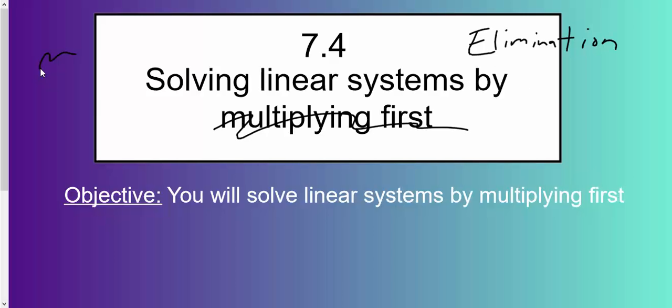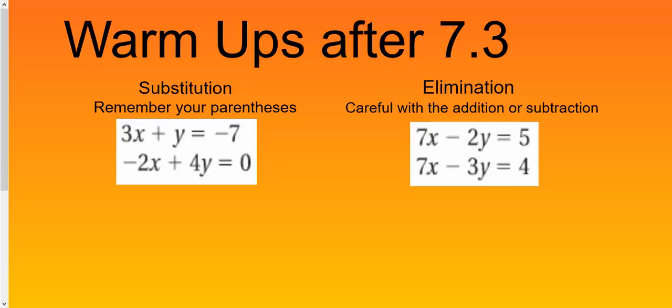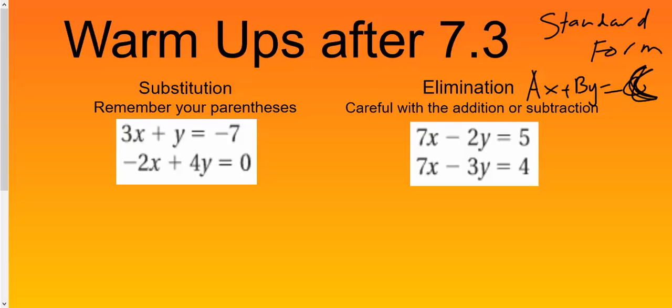I'm going to show you guys what 7.3 is. You're going to want to put this one in your notes. So here's our elimination right here. You're going to notice that these are in standard form, so this is the best method: Ax plus By equals C. The x and the y are on the same side.